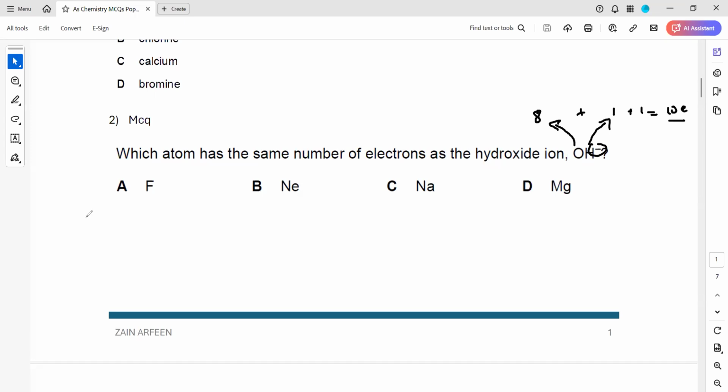So we have to check using a periodic table. Fluorine has 9 electrons, like 9 protons, 9 electrons. Neon has 10. Sodium has 11. And what about magnesium? Magnesium has 12. So that's why option B will be the right answer for this.